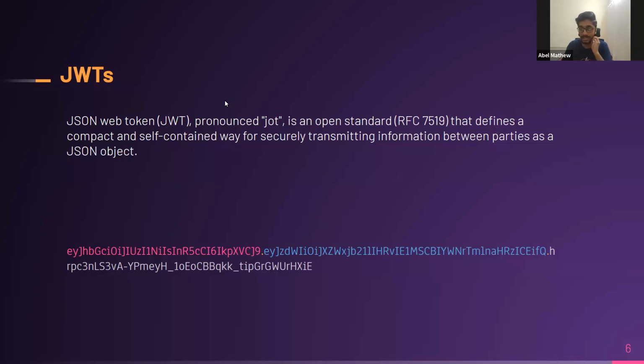Does not mean that other pronunciations are wrong. This is an open standard that defines a compact way for transmitting information in the format of JavaScript Object Notation, which is a JSON object. So what you see below is an example of a JSON Web Token.